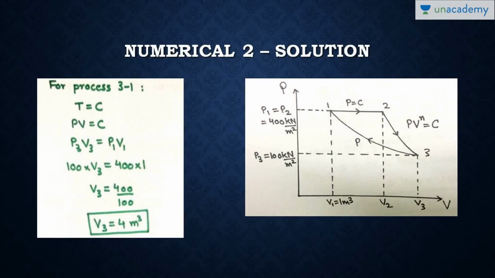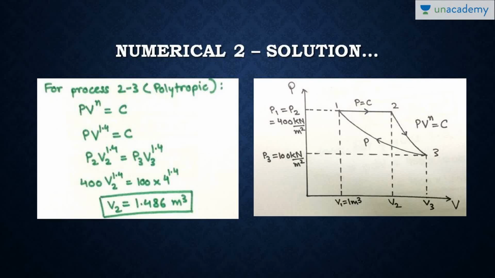So how you will proceed in this numerical is that 3 to 1 is an isothermal process. So we can write PV is equal to constant, so P3 V3 is equal to P1 V1. P1 is given as 400, P3 is given as 100 and V1 is given as 1. So we have found V3, V3 is 4. See, you cannot find the value of V2 until you find the value of V3. And the value of V3 comes with process 3 to 1. So V3 is 4 meter cube, right?